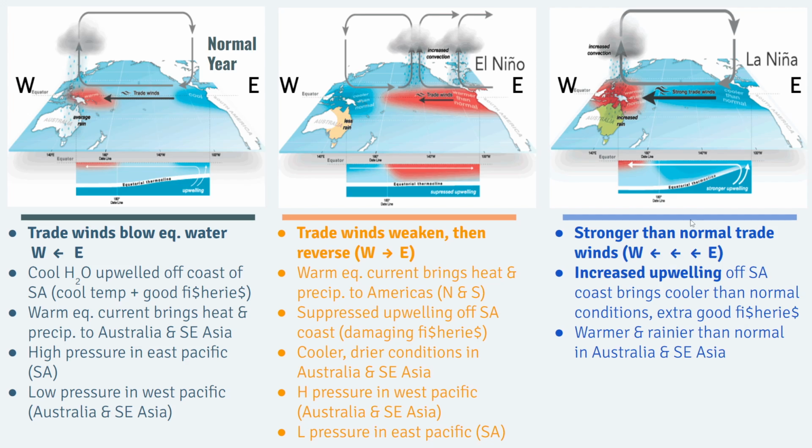Two positive impacts of El Nino, however, are that they typically weaken hurricane activity in the Atlantic, and they typically weaken monsoon activity in India and Southeast Asia. This also leads to typically a warmer, more mild winter in North America.